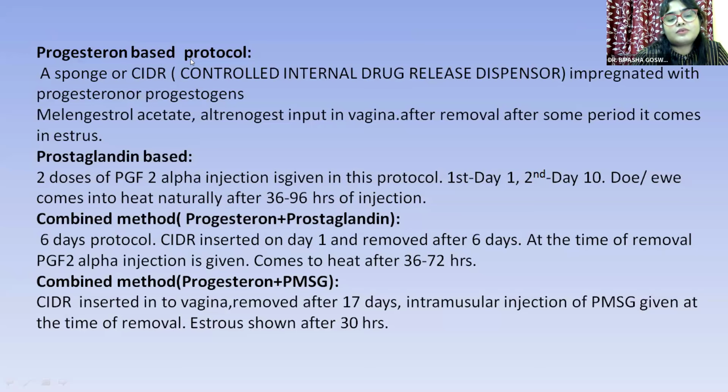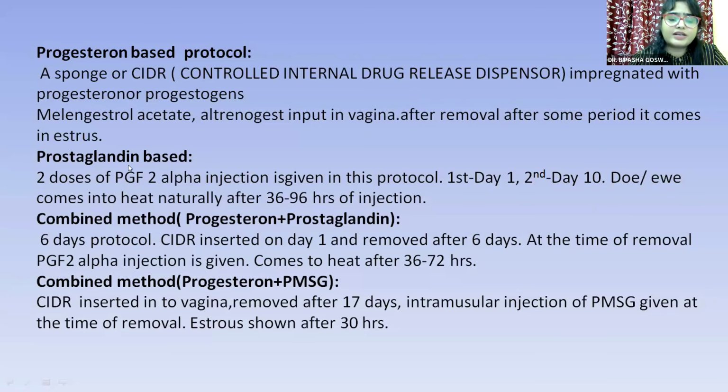Here, a small sponge is soaked with progesterone or a derivative of progesterone like progestogens, such as melengestrol acetate, MGA we call it, and put in the vagina, and it will act as a corpus luteum that will secrete progesterone for some time. We can use this method for 9 to 20 days almost, and after removal of this CIDR sponge, the animal will come into estrus.